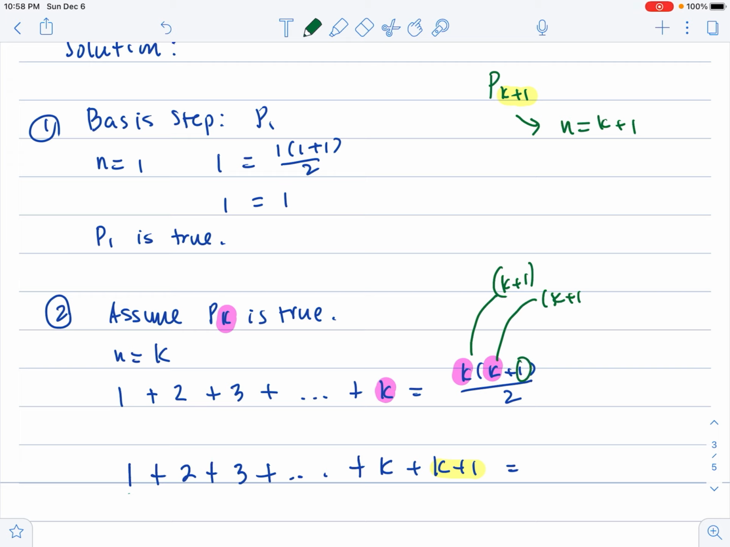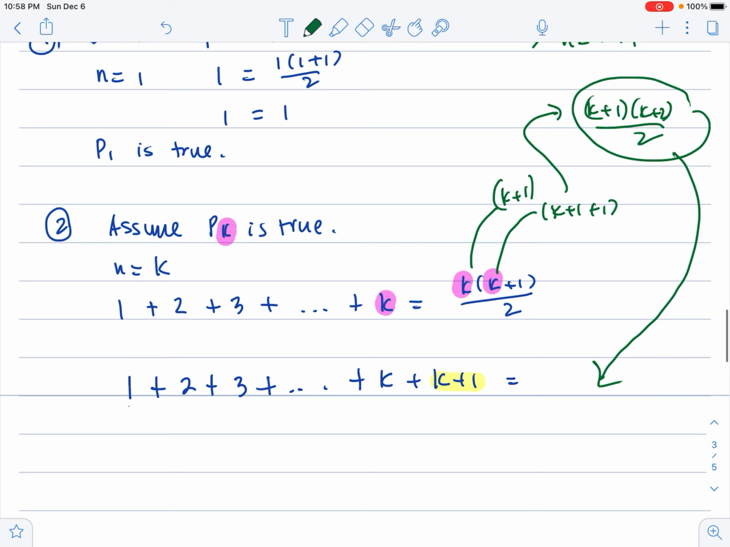Tapos may plus 1 ka pa dito, di ba? So plus 1 and then divided by 2 pa rin. So magiging this becomes k plus 1 times k plus 2 over 2. No? Dapat nandito siya, di ba? Which means na sum dapat siya nito. Since the left-hand side and the right-hand side are equal, ibig sabihin, we need to show that the sum of this is actually equal to this. Okay? So, tignan natin.